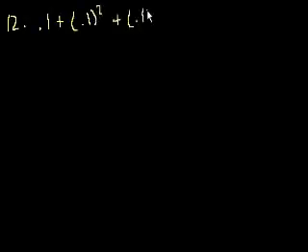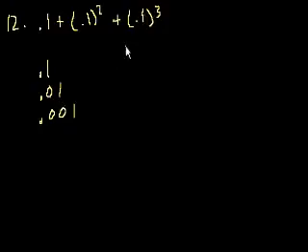We're on problem 12. 0.1 plus 0.1 squared plus 0.1 to the third. What's 0.1 squared? It's 1 times 1 with two numbers to the right of the decimal, so it's 0.01. And then to the third power, you're just going to end up with 1/10 of that, right? 0.01 times 0.1. What's 1 with 3 numbers to the right of the decimal point? If I add them all up, I get 0.111. And that is answer B.